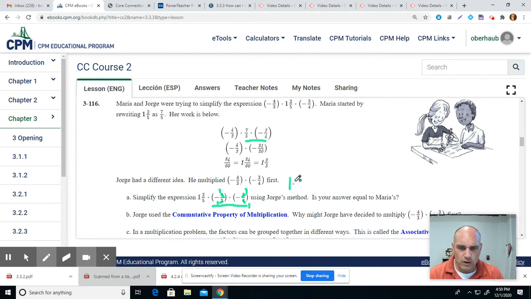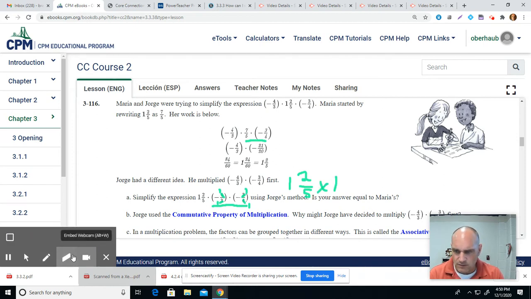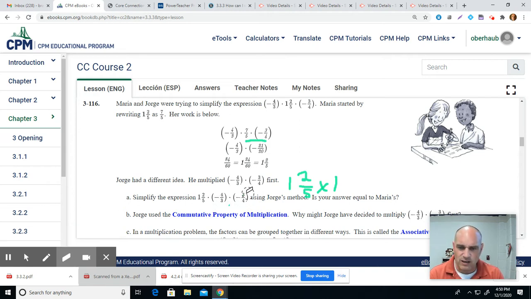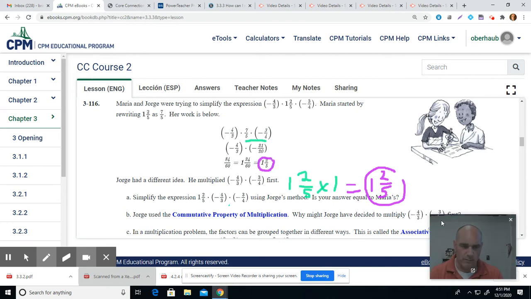So now I have 1 2/5 times a positive 1 from this. All right, because if you look, even if I don't cross things out, notice how everything's going to cross cancel here. And the signs are the same, so it's positive. 1 2/5 times 1 gives us 1 2/5. So even though we switched the order around and we did these first, we still get the exact same answer that Maria did. Because remember, multiplication, we're allowed to switch things around.